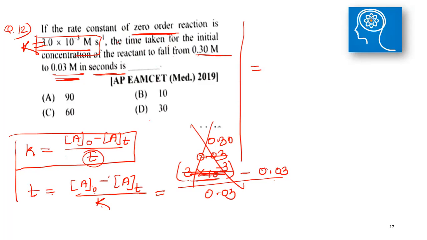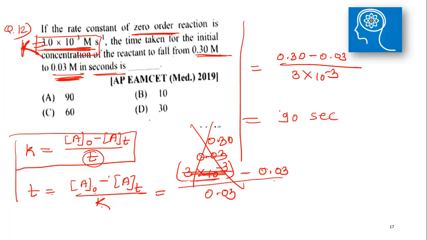Okay, so initial concentration is 0.30 minus the final concentration, that is 0.03, upon the rate constant K. If the rate constant of the zero order reaction is, this is the value of K, that is 3 10 to the power minus 3. Okay, so it is equal to, ह्याला सॉल्व करा, काय येणार? हा वरती जाऊन 10 to the power plus 3 होणार. So it is 90 seconds. Okay, so time T is equal to 90 seconds. This is the answer.